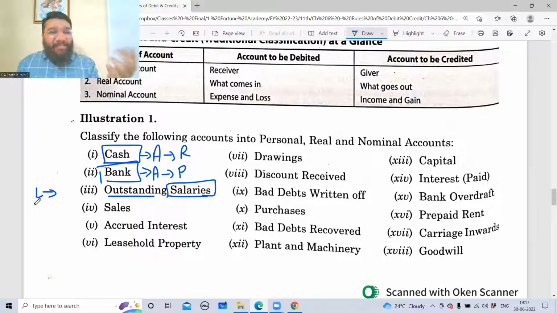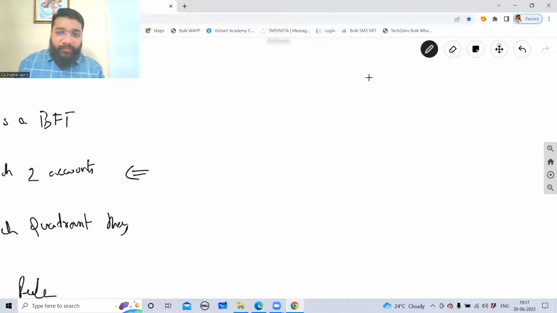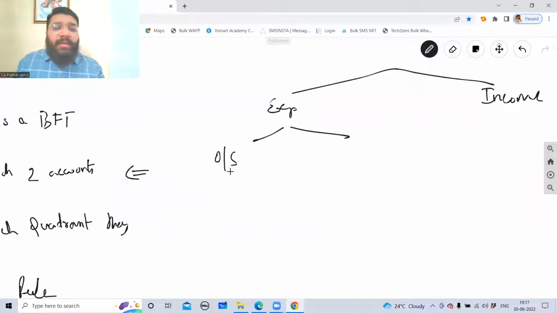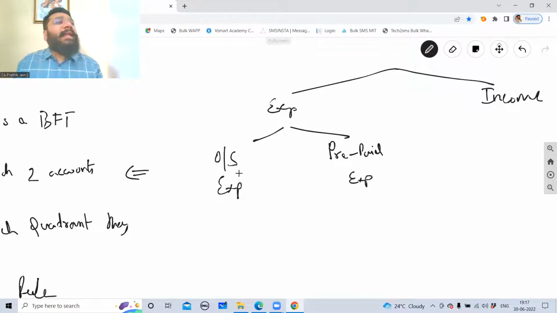Representative. Representative. That was the extraordinary item. Outstanding expenses, prepaid expenses, accrued income, and income received in advance. These are the 4 extraordinary items, guys. From the expense point of view, there are 2 items. Outstanding expense, prepaid expense. Outstanding means pending. Pending expense, which is pending for payment, which means I'll pay in future. Liability.